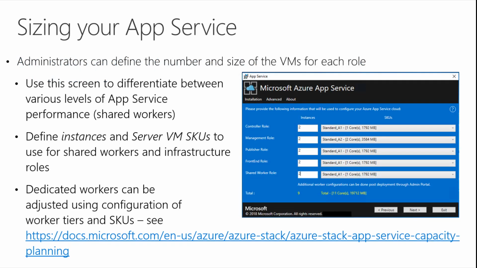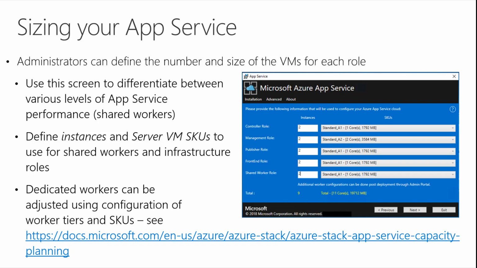So, sizing your App Service. There are a number and size of VMs for each role. Please do note this picture is the minimum requirements. They've been increasing these a little bit lately, so you want to check the documentation for where we probably should set these. But if you're just starting off, maybe in a dev test environment or a smaller environment, and you don't think you're going to do a lot, this will probably do okay.